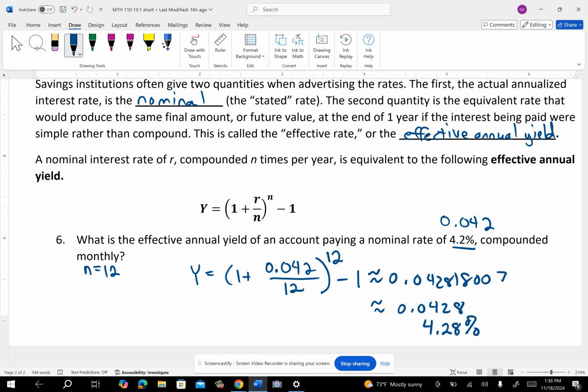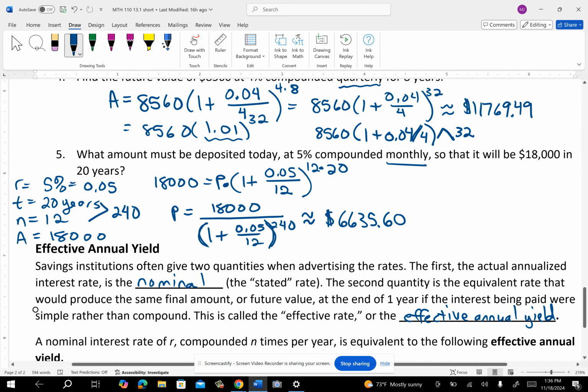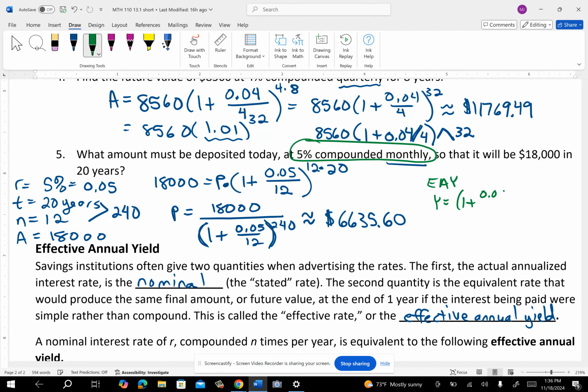Okay, let's try another one. Let me back up and do the effective annual yield on another situation. Earlier, if I wanted to think about what the effective annual yield, EAY, would be for this situation, I would be taking this information right here, 5%. I'm going to take 1 plus 0.05 divided by 12 for monthly compounding, raise that to the 12th and subtract 1. 5% is the nominal interest rate.